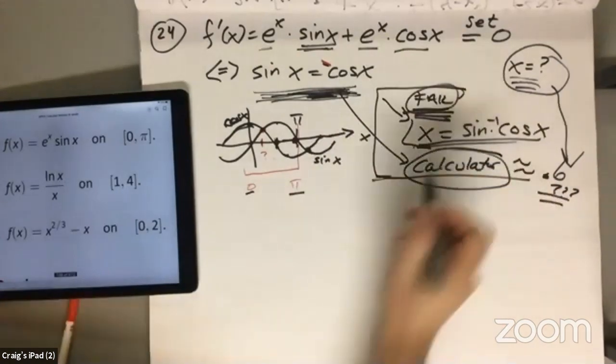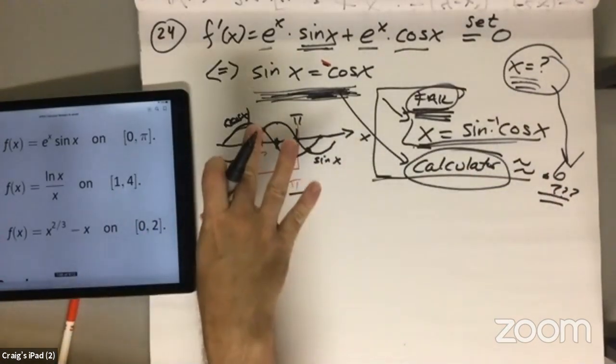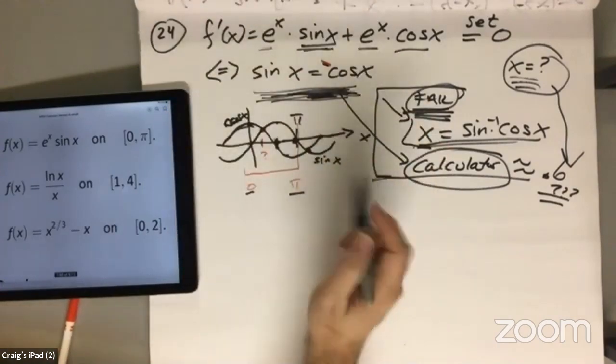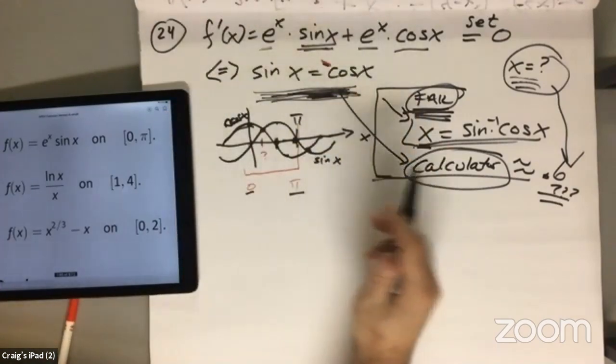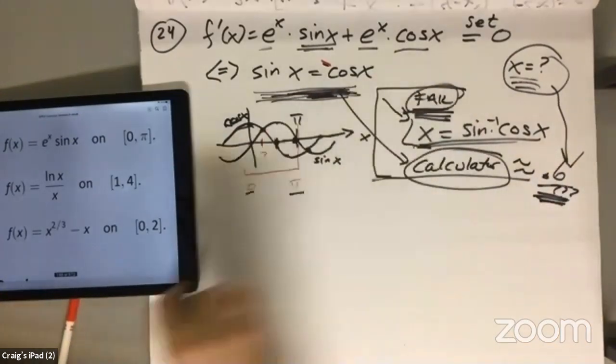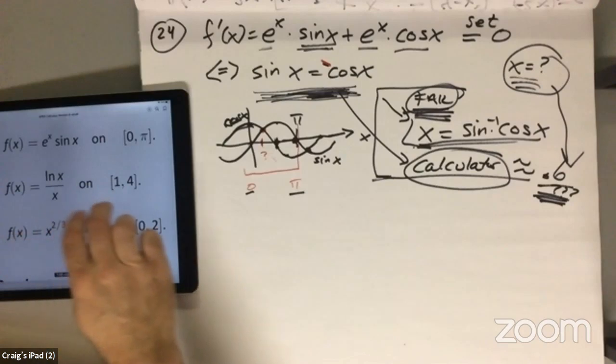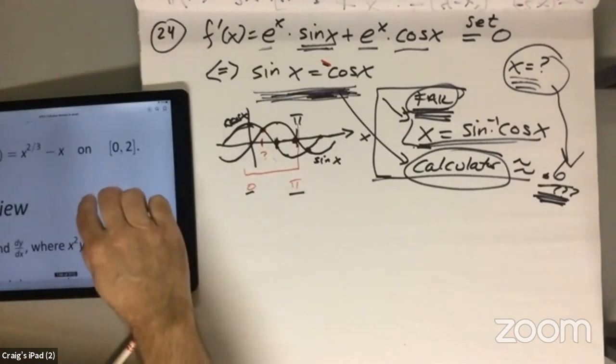Okay, so that's all I want to say about that one. Use your calculator to get an approximate answer, and then keep doing the analysis. You check to see whether the derivative is positive or negative on either side to see whether this value is going to be a max or a min. And then check your endpoints. Okay, so moving on. That was 24. Last one is 26.